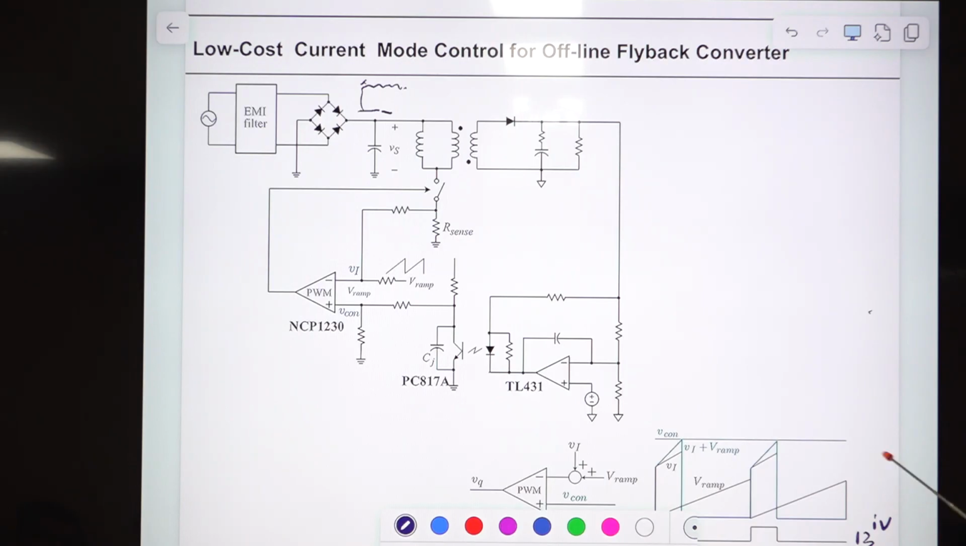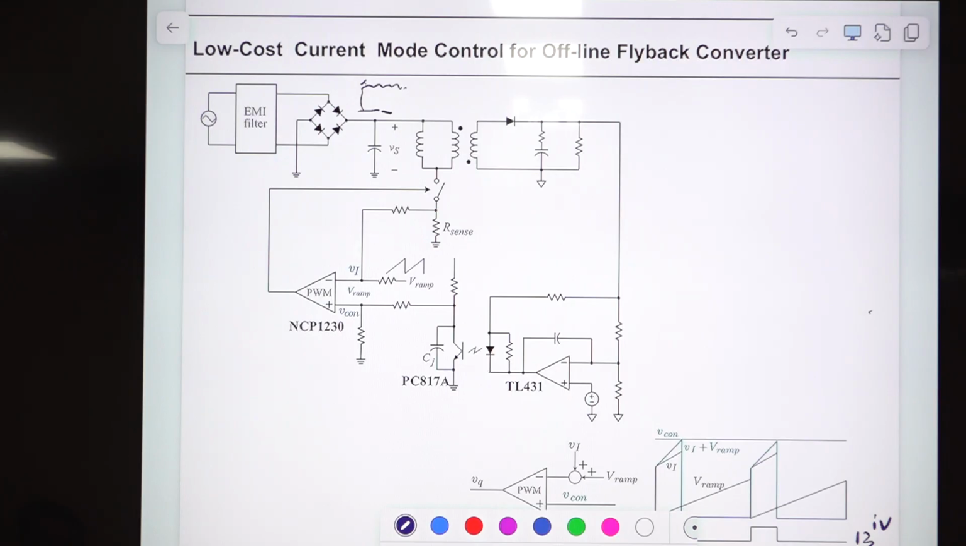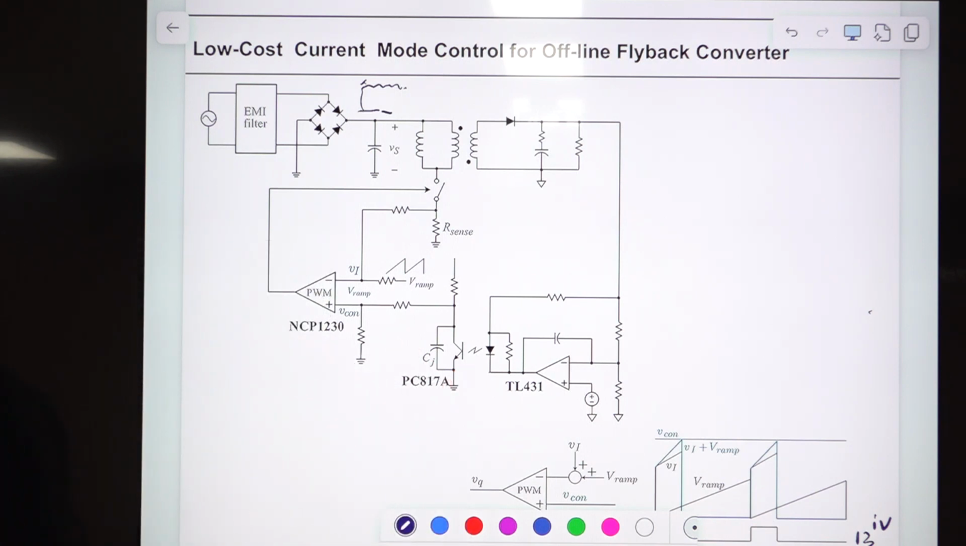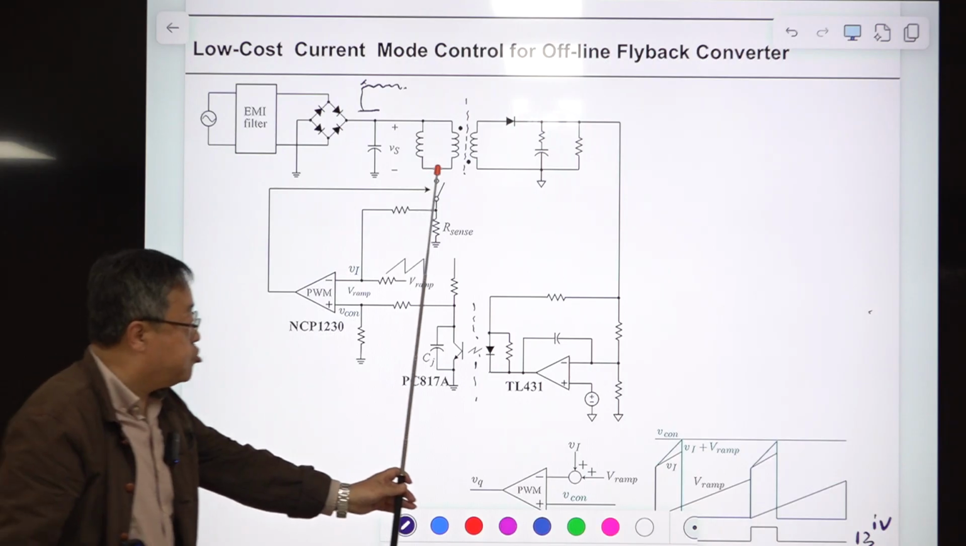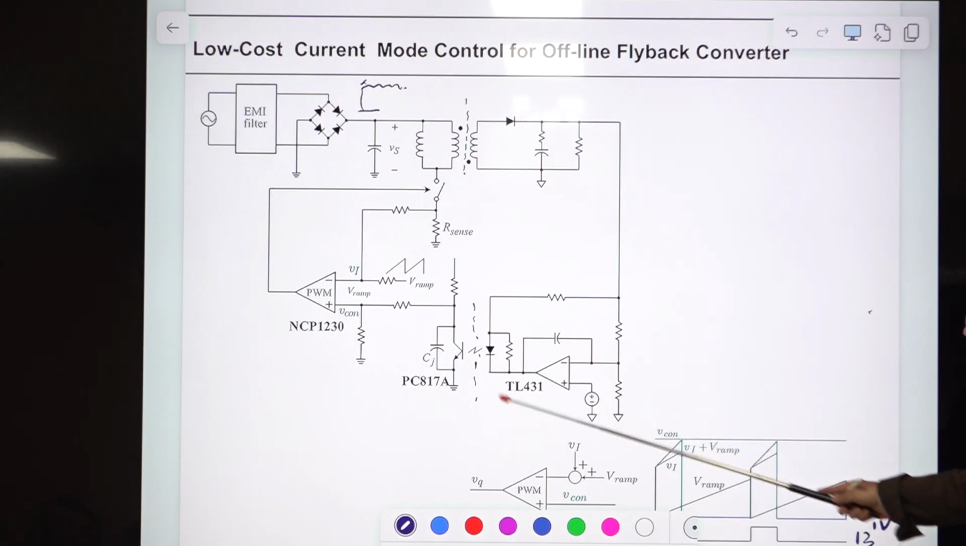So for safety purposes, all electronics, home electronics like the refrigerator or washing machine, whatever, should have this type of isolation in each power supply. This is a requirement for safety, and this isolation is also required in the control circuit. There is isolation here, and there should be isolation here too. For that, this is the compensation circuit.